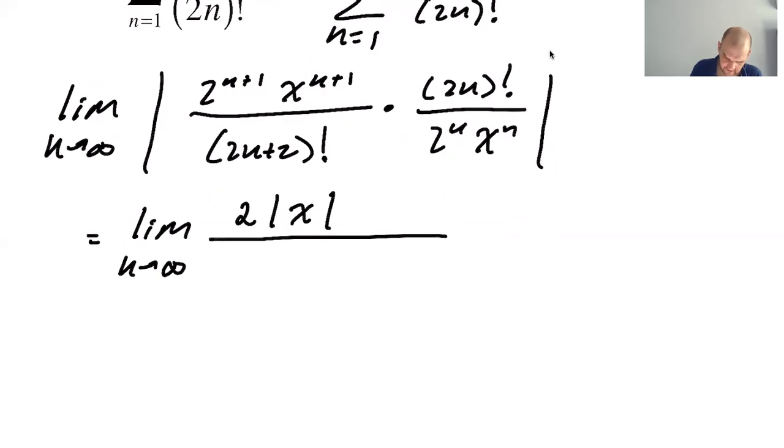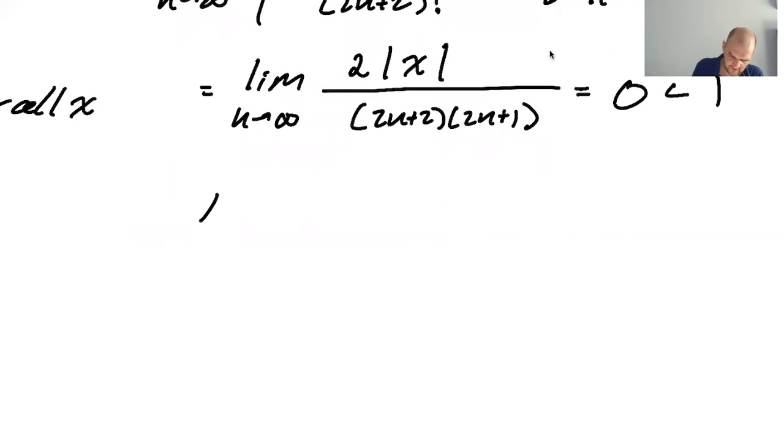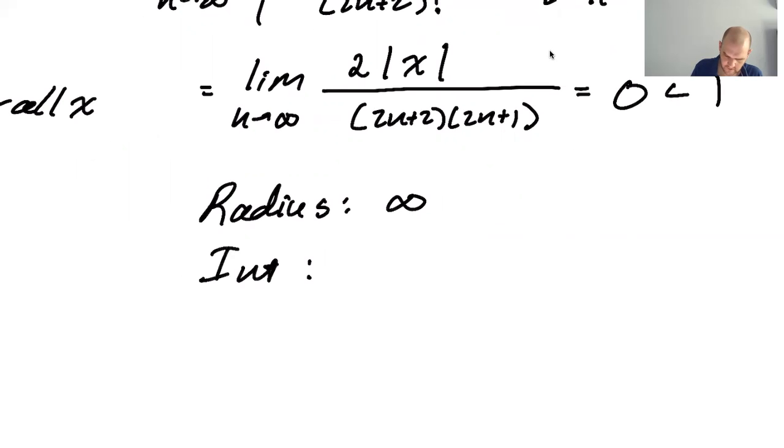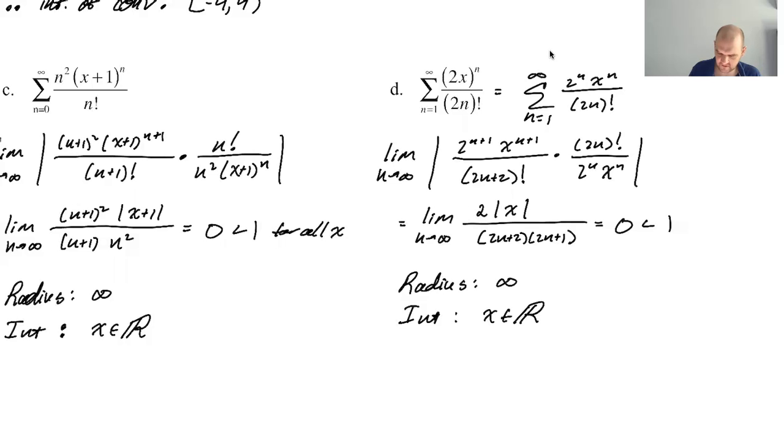And then we'll have 2n plus 2, 2n plus 1. Delightful. All right, so x is a constant, so a constant divided by a quadratic, definitely 0, which is less than 1 for all x. The radius is infinity, and the interval is going to be x is an element of the reals, which kind of feels right. 2n factorial grows really fast.